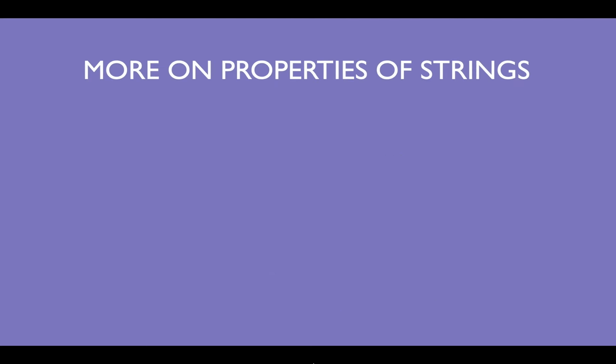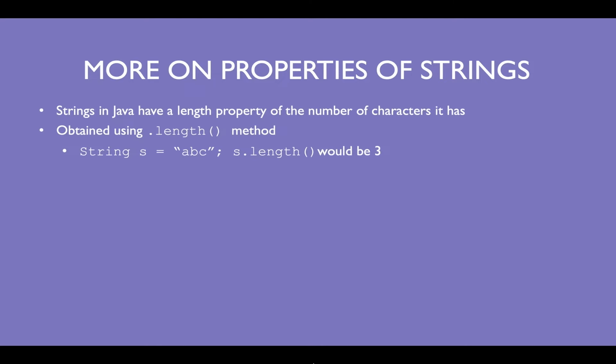So strings in Java have a length property of the number of characters it has. And this can be obtained using the .length method. So if we have a string s, which is abc like before, we can call s.length and we would get returned the value 3. And this is because abc has 3 characters.